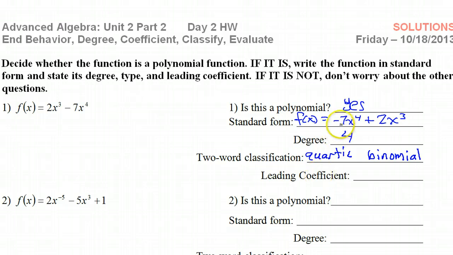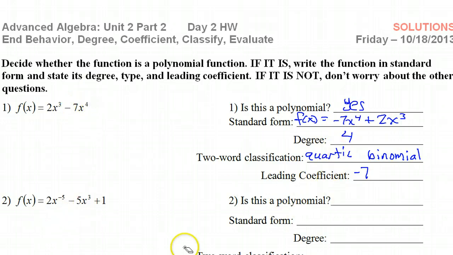The leading coefficient is -7. If you write the polynomial in standard form, the leading coefficient will be in the front. Some kids make the mistake of putting down 2. The leading coefficient is always going to be with the highest exponent, no matter the order.